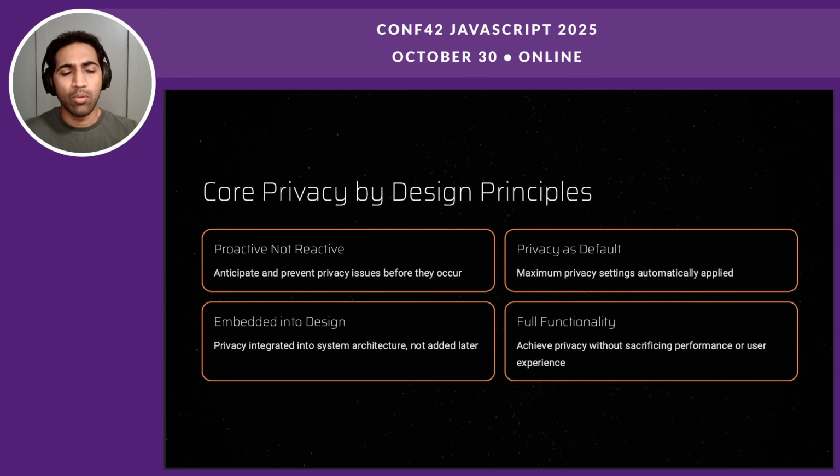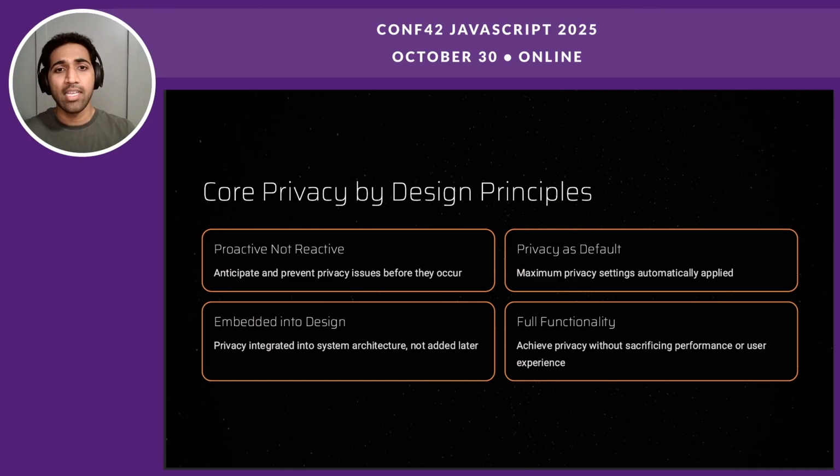There are four core principles that I want to discuss. The first thing is proactive and not reactive. We anticipate and prevent privacy issues even before they occur. The second one is privacy as a default. We choose to set in maximum privacy controls in the system architecture automatically without user intervention. We do not expect them to come and choose that. We would rather want to enable that from the get-go.